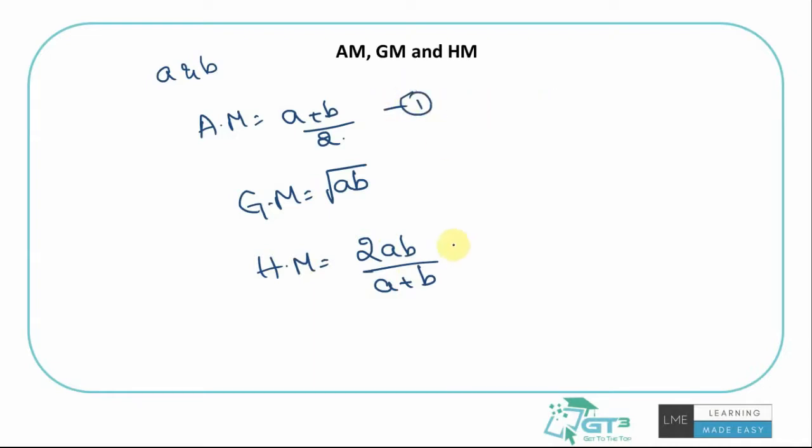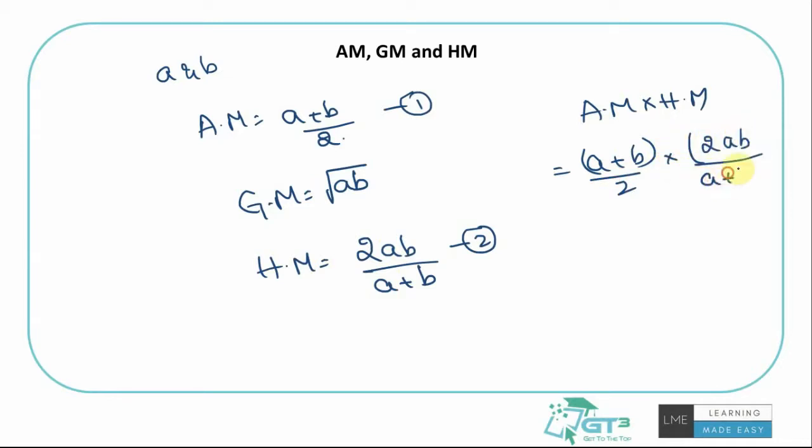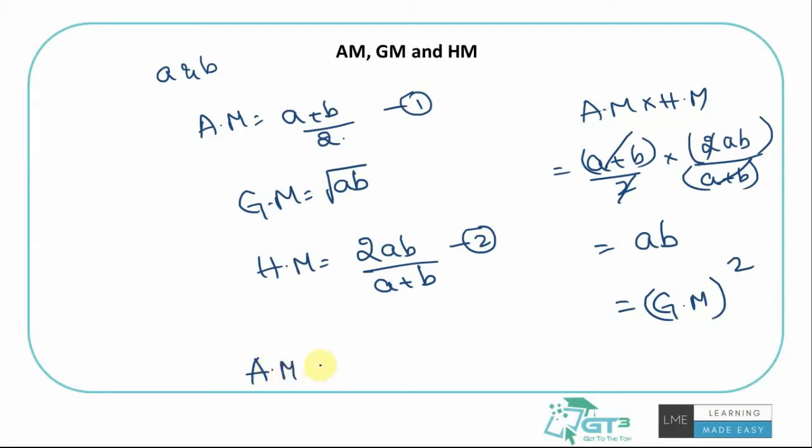Let me multiply arithmetic mean into harmonic mean. What do I get? A plus B by 2 into 2AB by A plus B. A plus B will get cancelled out and 2 will get cancelled out, and I am getting AB, which is geometric mean square, right? Square root of AB is geometric mean. What is the square of geometric mean? That is AB. So that is what we got. So the relationship between AM, GM and HM is arithmetic mean into harmonic mean is equal to geometric mean square.